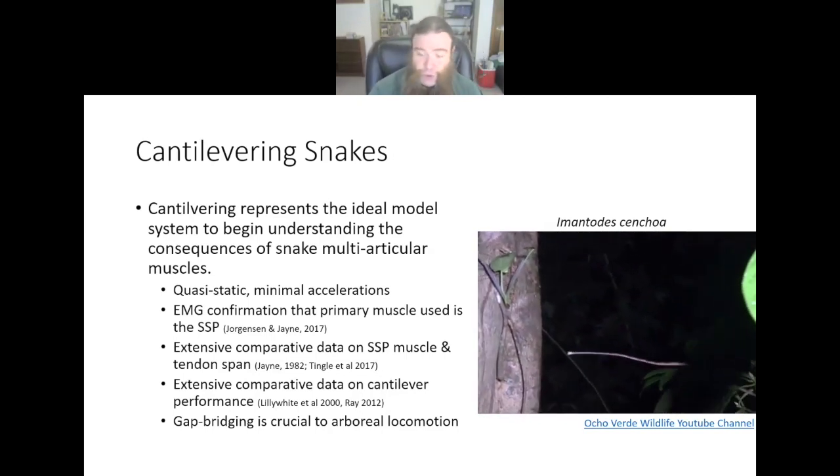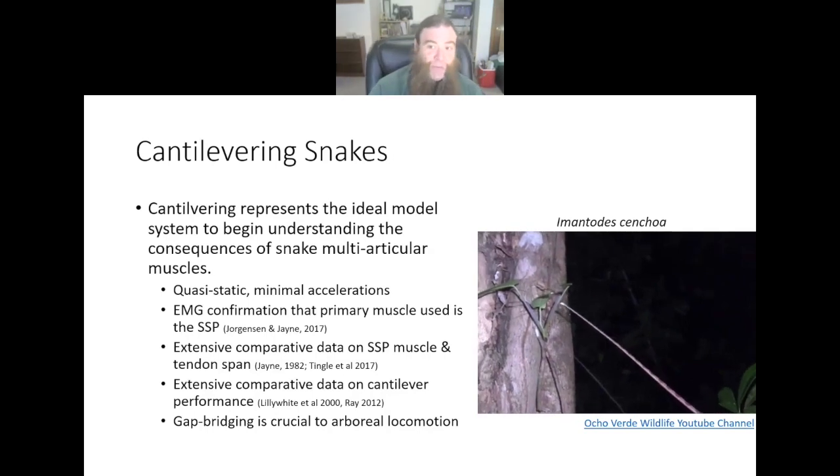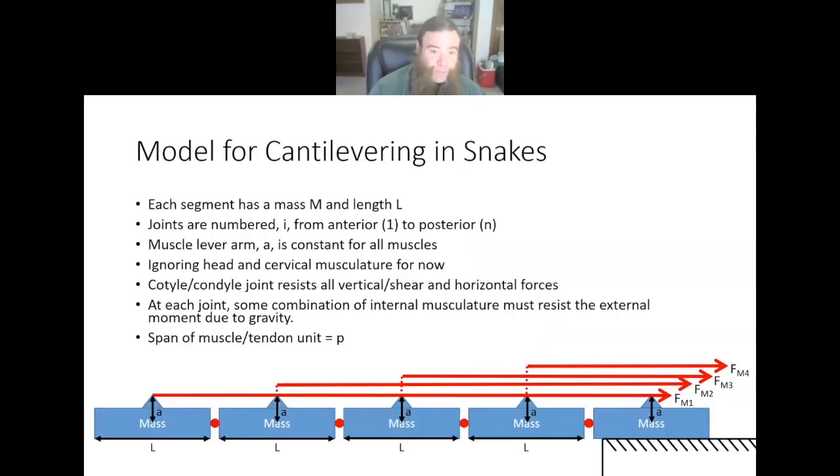And as I mentioned, it's crucial to arboreal locomotion. You have to cross between trees or between branches quite often. So I came up with this relatively simple model. All models are wrong, but some models are useful, and I'm missing certain things like a head, which is sort of important for an animal, but I'm trying to get at general principles and avoid some of the complexities and nitty-gritty of the real snake and build outwards from there.